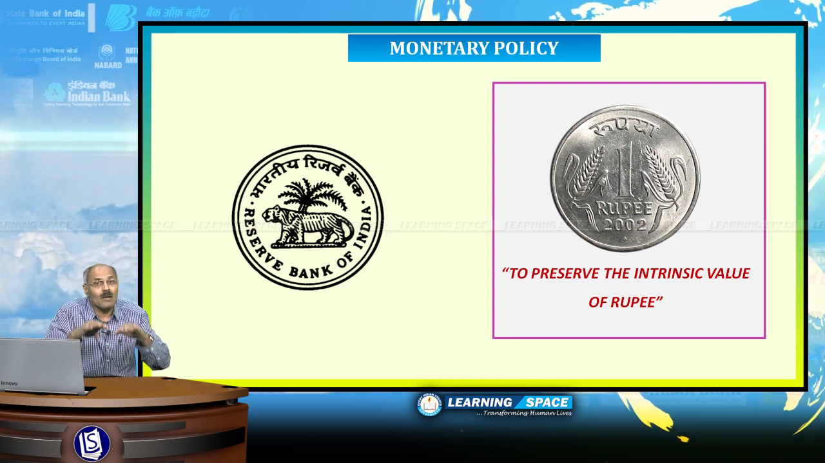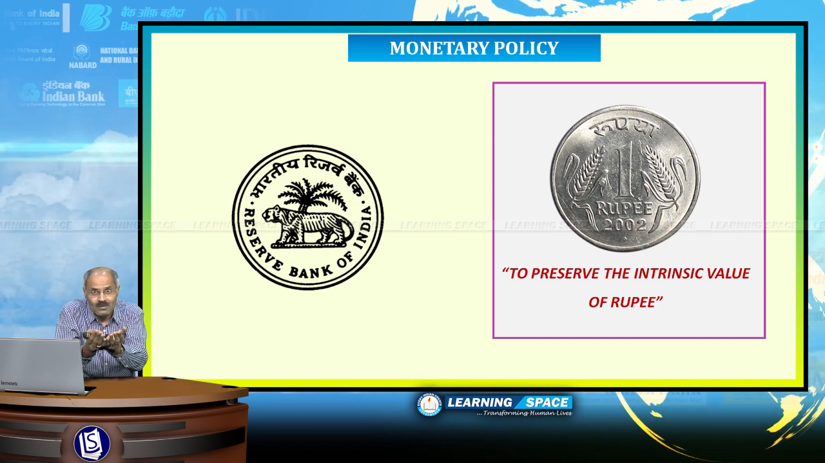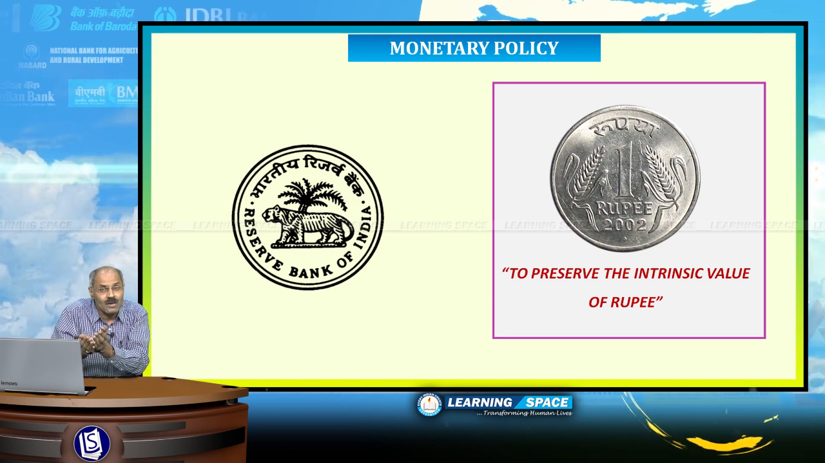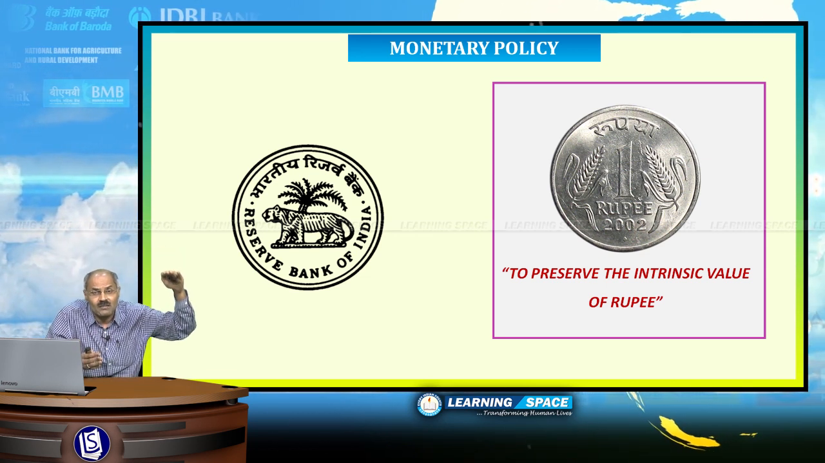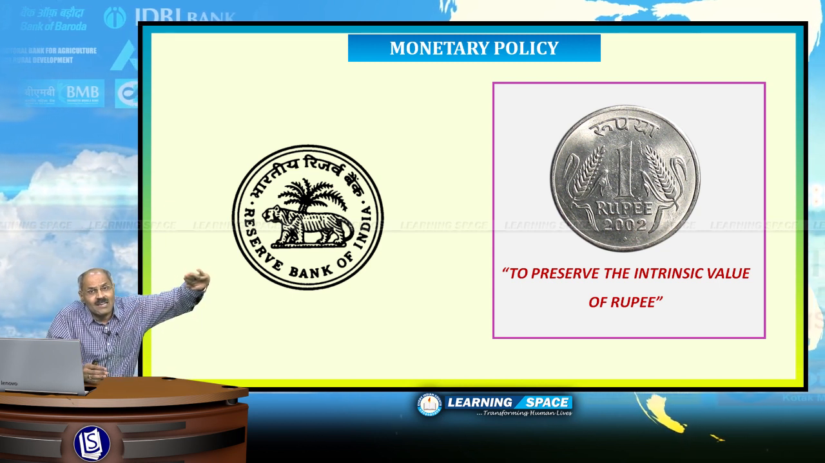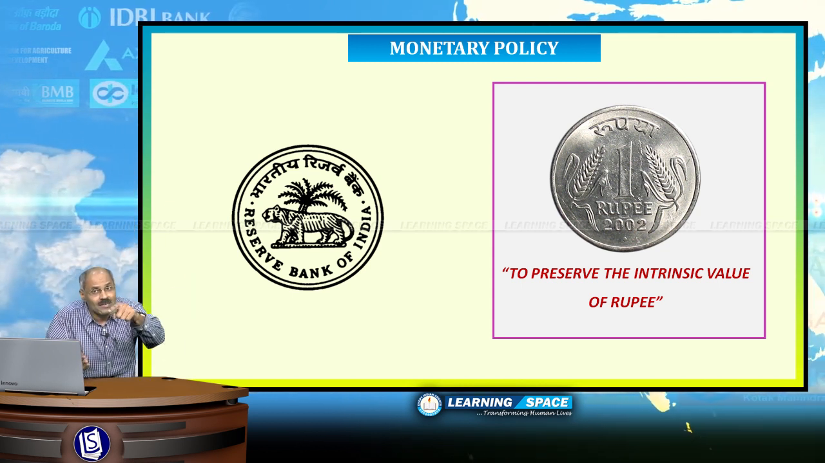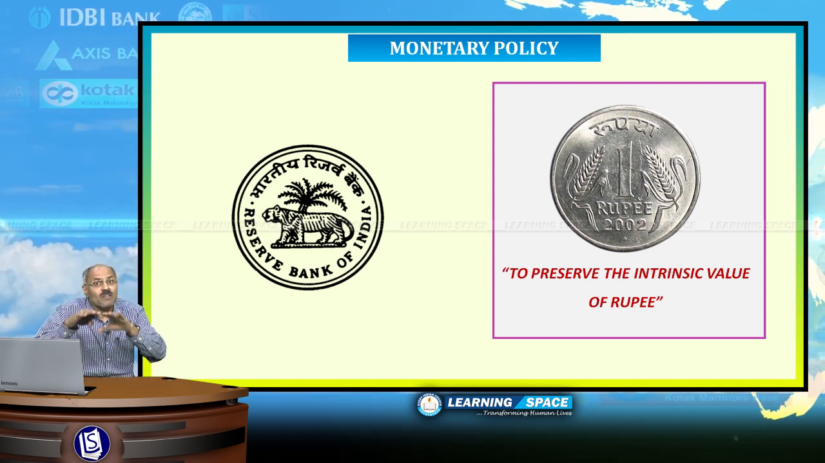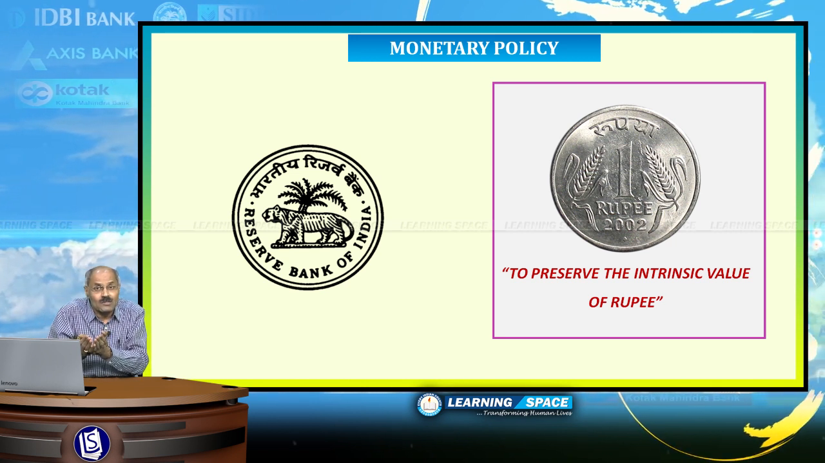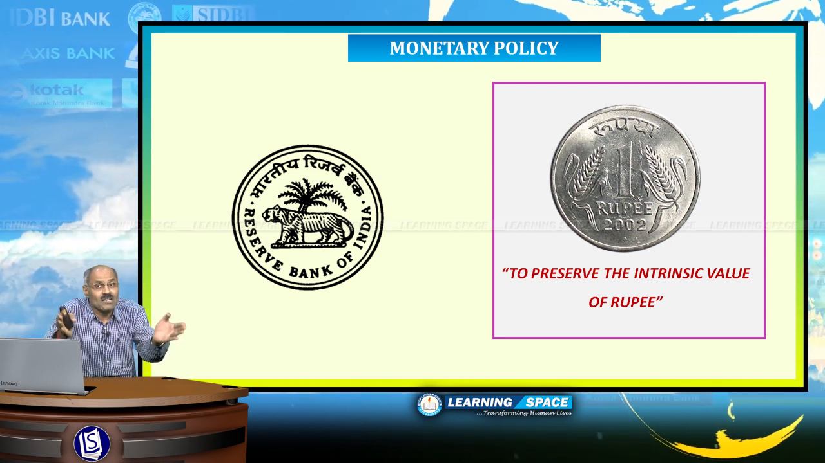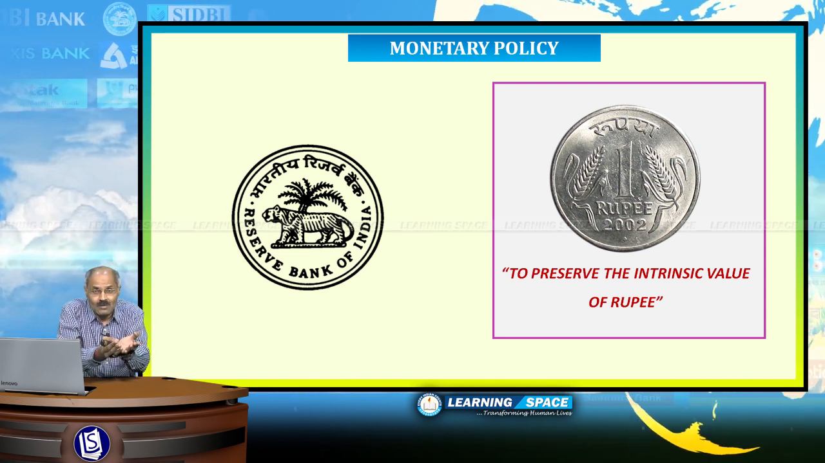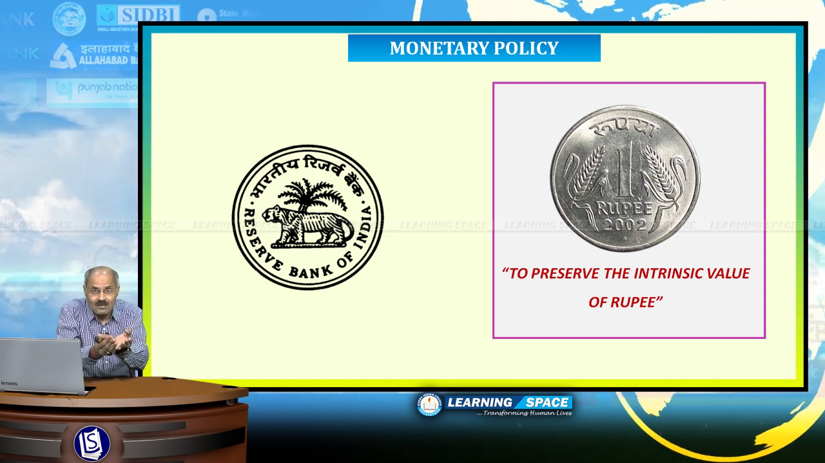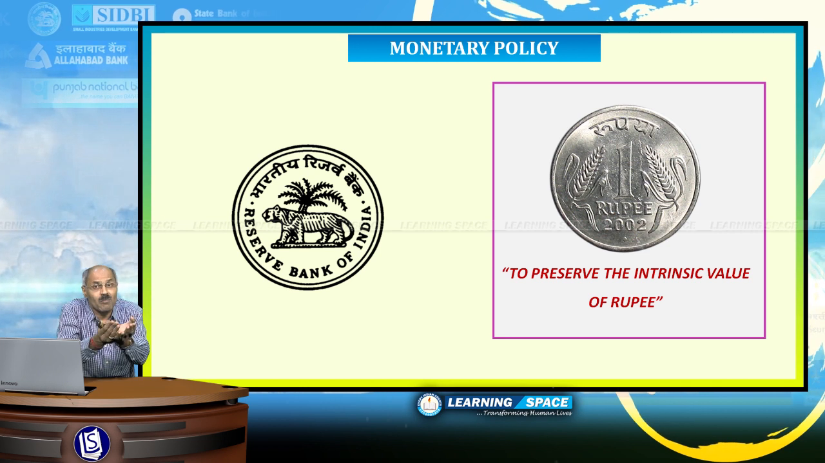RBI basically looks at preserving the intrinsic value of rupee. That means inflation should be under control. Maintaining rupee value is basically reducing inflation. If inflation is increasing, rupee value will reduce. RBI as part of monetary policy will look at the rupee value, and rupee value will be preserved if there is judicious availability of circulation of money in the system.